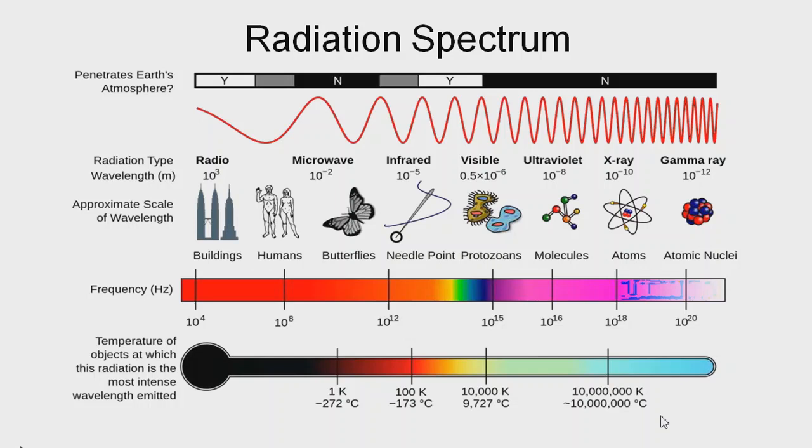It can clearly be seen that the entire electromagnetic waves, that is, with frequency ranging from 10 raised to power 4 to 10 raised to power 20 hertz, and wavelength ranging from 10 raised to power 3 meter to 10 raised to power minus 12 meter, is called the radiation spectrum.